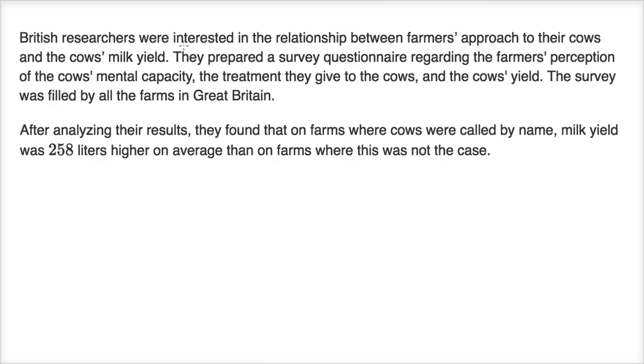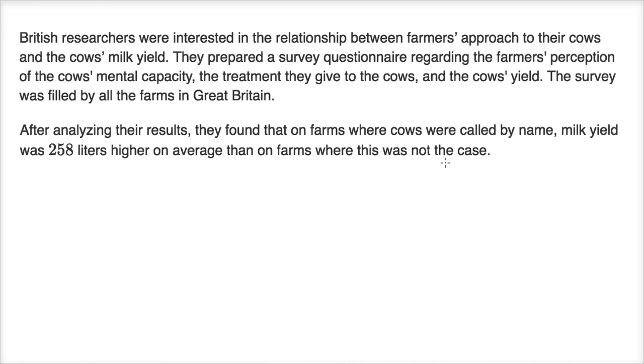British researchers were interested in the relationship between farmers' approach to their cows and cows' milk yield. They prepared a survey questionnaire regarding the farmers' perception of the cow's mental capacity, the treatment they give to the cows, and the cow's yield. The survey was filled by all the farms in Great Britain. After analyzing their results, they found that on farms where cows were called by name, milk yield was 258 liters higher on average than on farms where this was not the case.